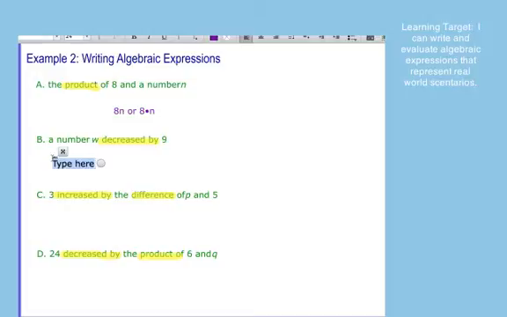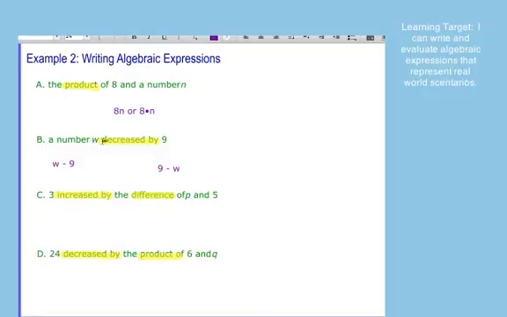Decrease by would mean subtraction, right? So the issue, though, is that with subtraction and division, it matters what order these come in. So what we have to figure out is, is this w minus 9, or is this 9 minus w? To do that, we need to consider what is the exact order of the phrasing here.